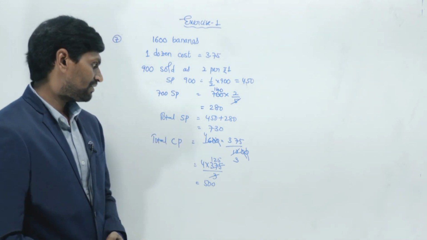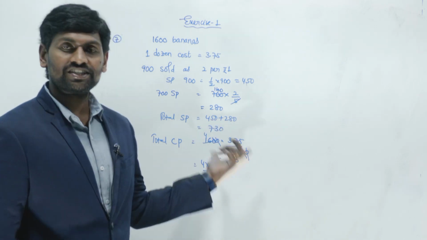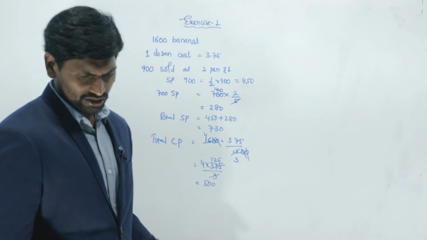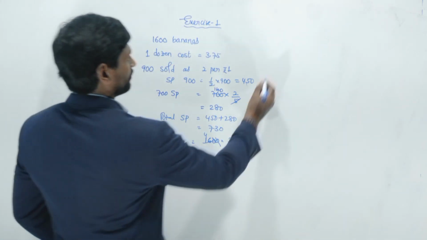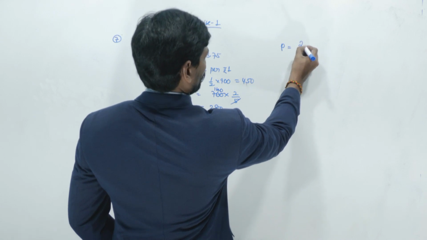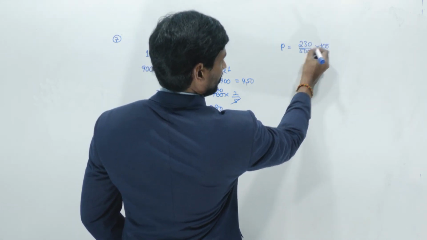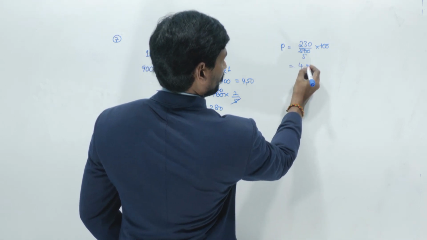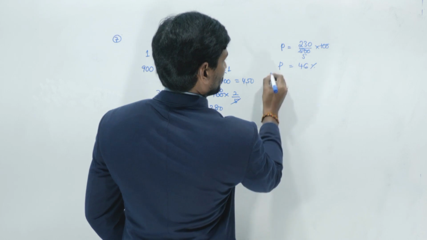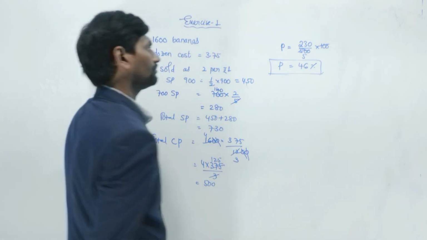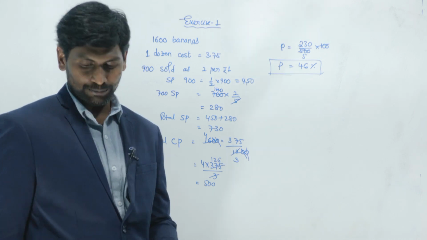Total selling price is 730 rupees. Overall profit or loss? Profit only. 730 is more than 500. So we should find the overall profit. So profit equals to 230 rupees by 500 into 100. Here 5 table cancel. 5 fours 20. Yeah, 5 sixes are. So profit is 46%. Okay. Let us go to the next problem.